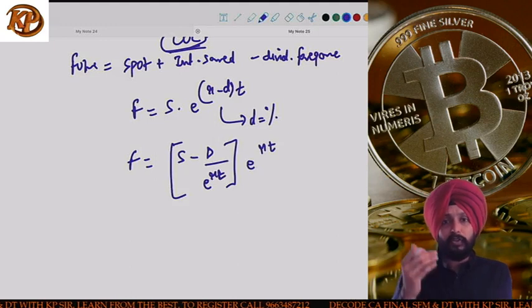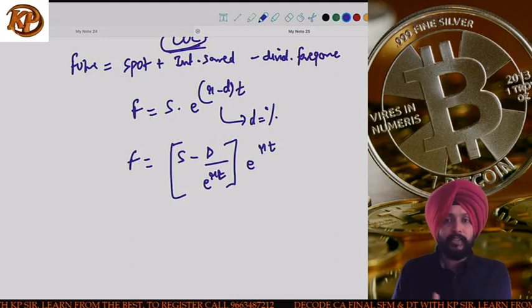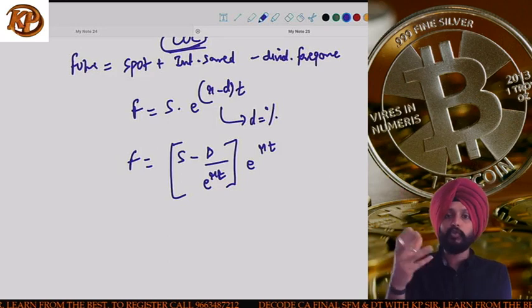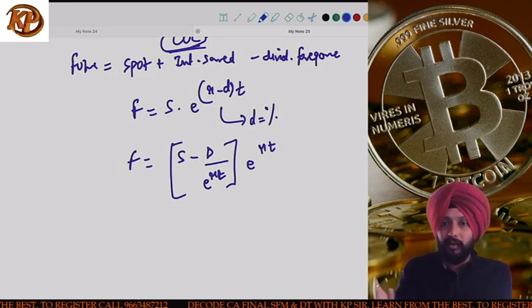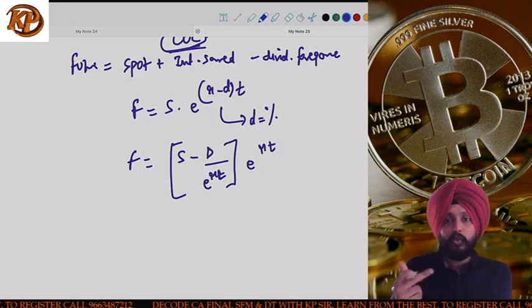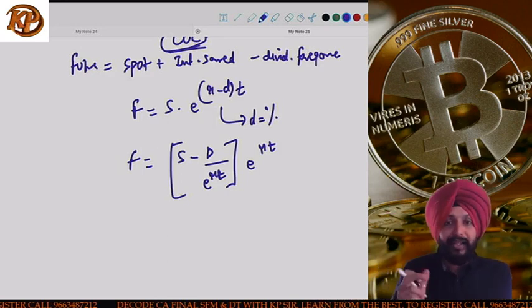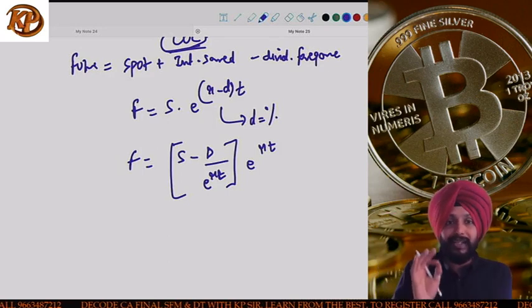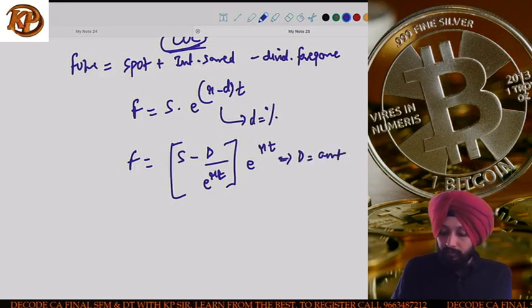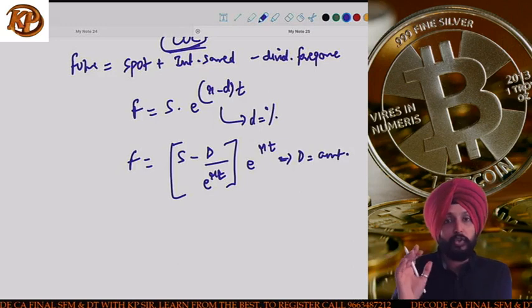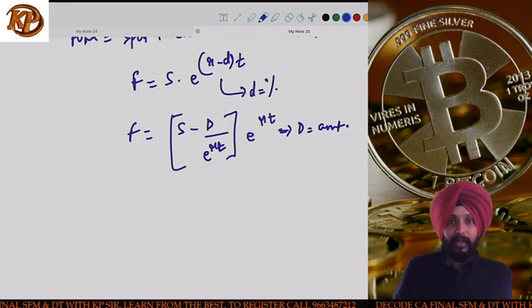So from spot price we will reduce the dividend at its present value, because dividend is payable on a future date, spot price is the price today. From price today you can't subtract the price on a future date, so we take the present value of dividend, and on the net amount we calculate into e to the power RT. This formula is to be used when dividend in amount is given, and the above formula is to be used when dividend in percentage is given.